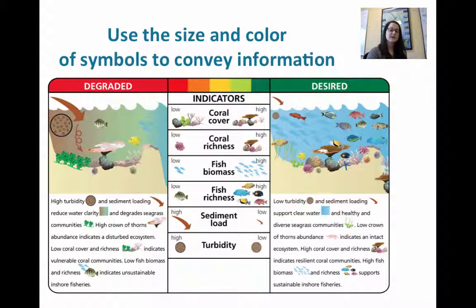And we've also used the number of symbols to depict fish biodiversity and richness. So in the degraded system there's only a few fish and a few species, whereas in the desired system there's high biodiversity and a large number of different fish species.